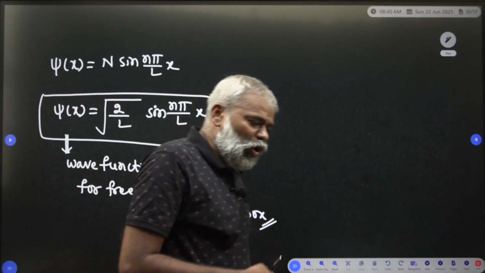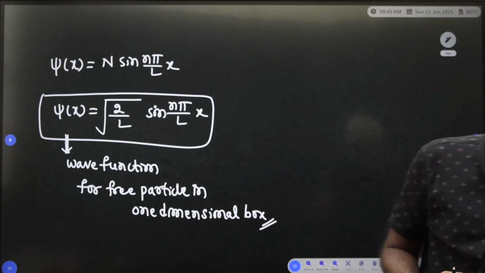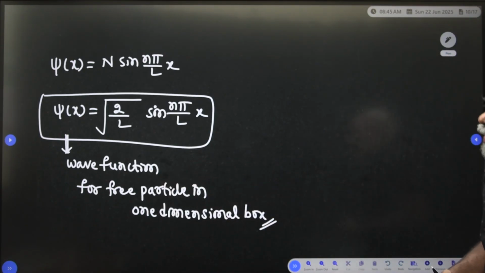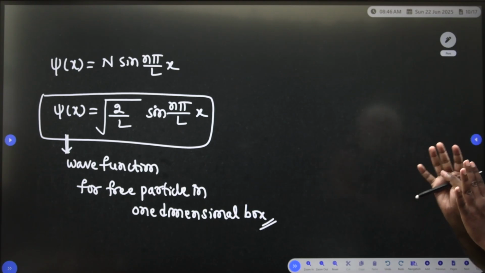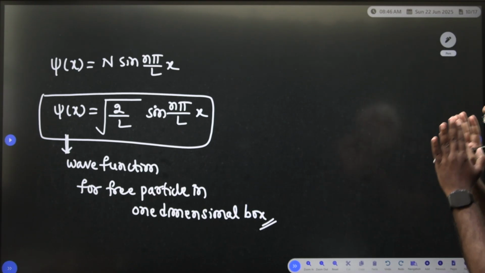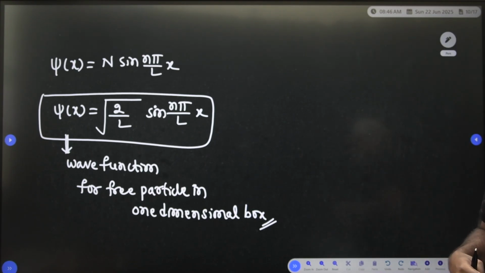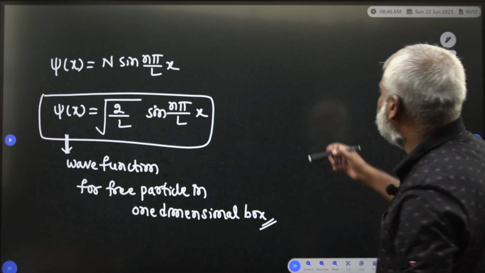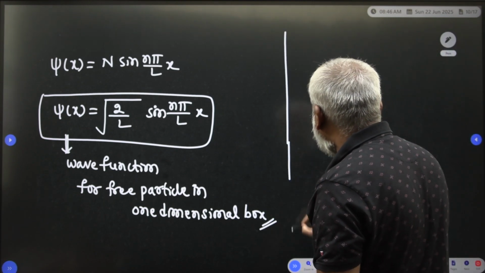Any eigenvalue problem you have to solve, you are able to get the wave function. So that is the wave function. Next, what do we need to calculate? We have to calculate the energy value. So now, how do we calculate the energy?